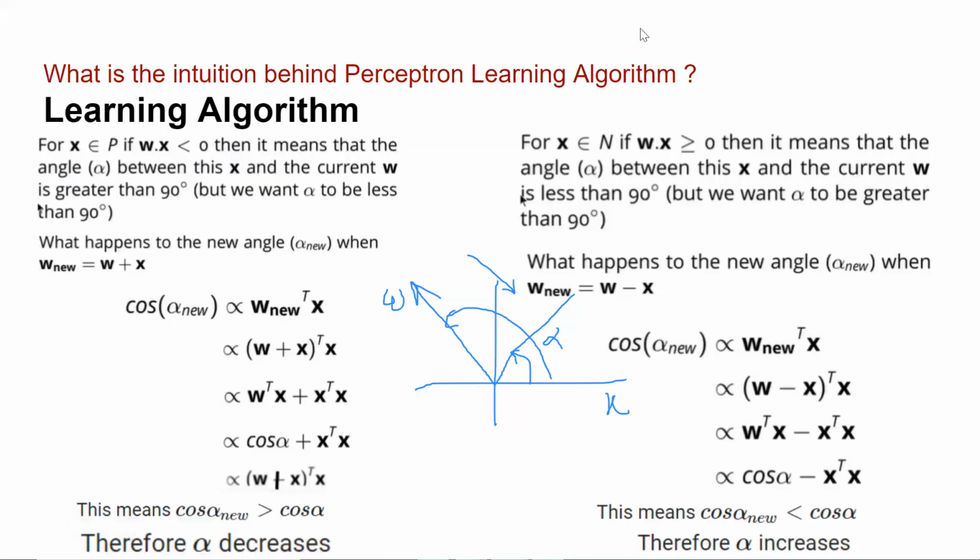Let me remove this annotation. Okay. Now, till this point, any confusion? No. Okay. Now, what is happening is this new cos theta is greater than the old cos theta, because obviously one extra term is coming here, which will always be positive. This x transpose x will always be positive, right?